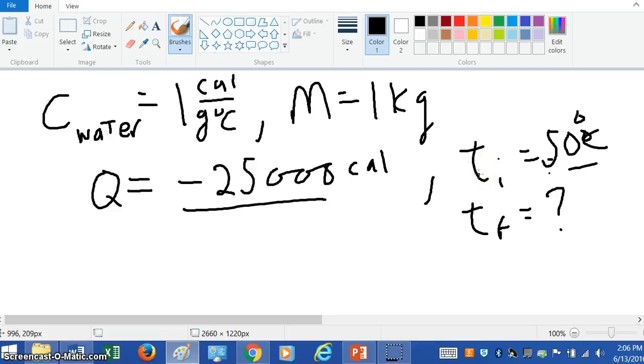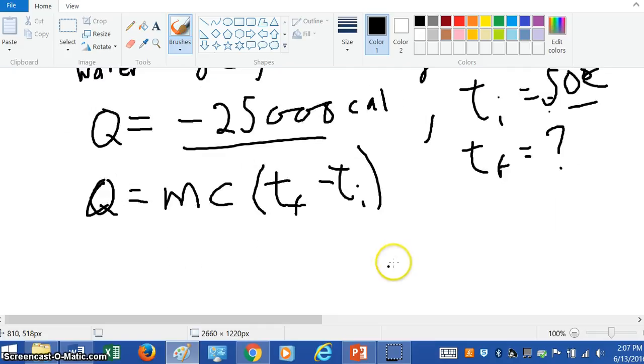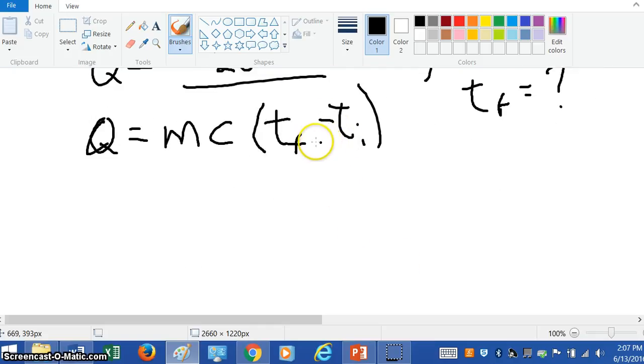And so let's set it up. So we know Q, we know M, we know C, and the thing that we don't know is the final temperature. So we're going to find T final, but of course we know T initial. All right, so to do this, what do we have to do? We have to solve for T final over here. And since these are being subtracted, what I'm going to do is just divide both sides by MC. Okay, so it's just a little algebra. So divide both sides by MC.